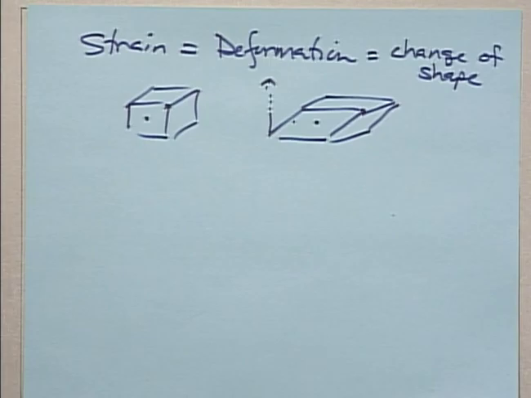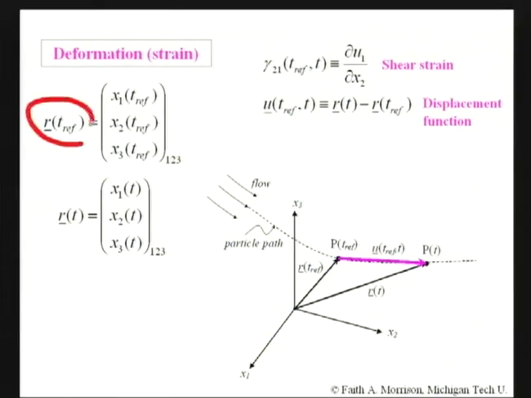So if we have the vector r at t ref, it's going to give the position of the particle, the x position, the y position, the z, or the x1, x2, x3 position of the particle at that time. And the vector r at t is the position of that particle at time t. So when we subtract these two vectors, we get the vector u, the displacement function u, which is the difference between the location of the particle at time t and the location of the particle at time t ref.